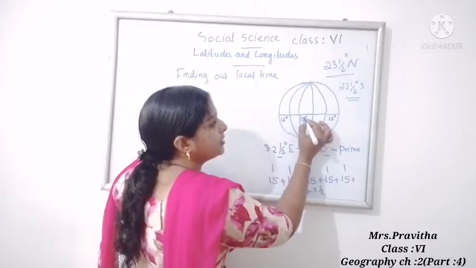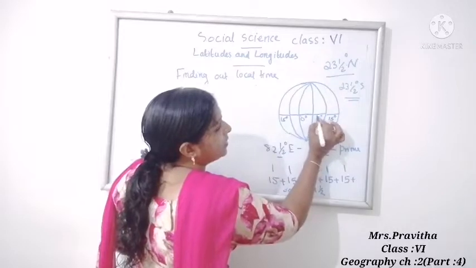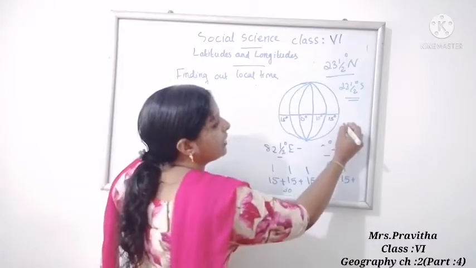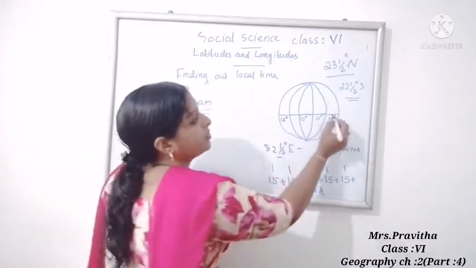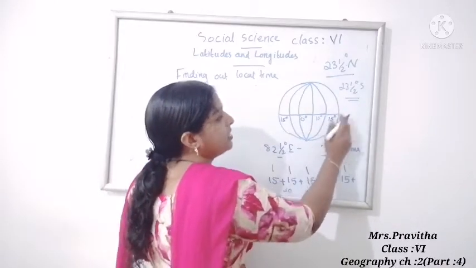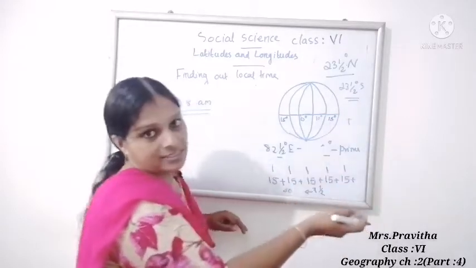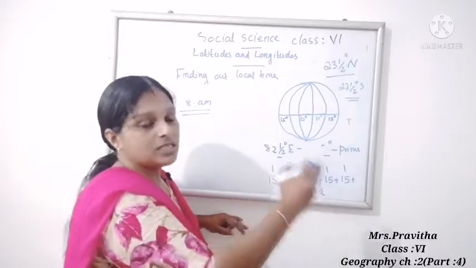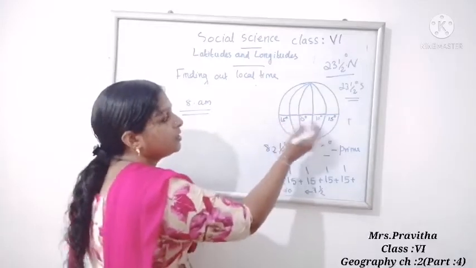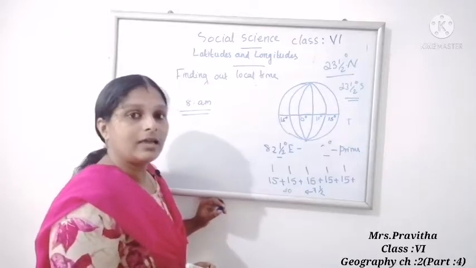This is the prime meridian, 0 degree. Then this is 15 degree, which is 1 hour. When a country is in the eastern direction, time will increase based on longitude: 15 degree means 1 hour will increase, 30 degree means 2 hours, 45 degree means 3 hours. From 0 degree moving to the western countries, what will happen? Time will decrease.